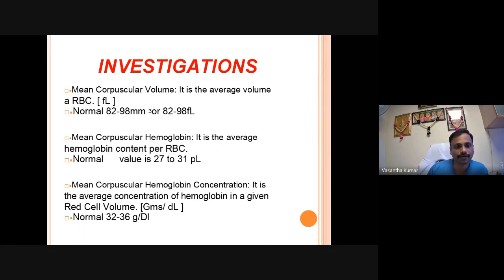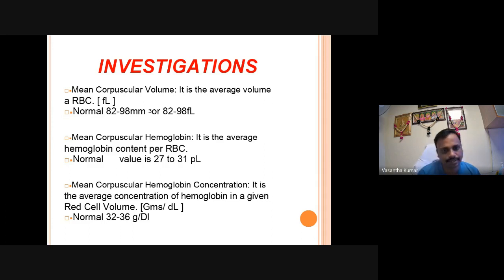Next are the qualitative parameters. The MCV is the average volume of RBCs. It is expressed in femtoliters. The normal range is 82 to 98. Based on this, we will classify the anemia, which we will explain in the subsequent slides.